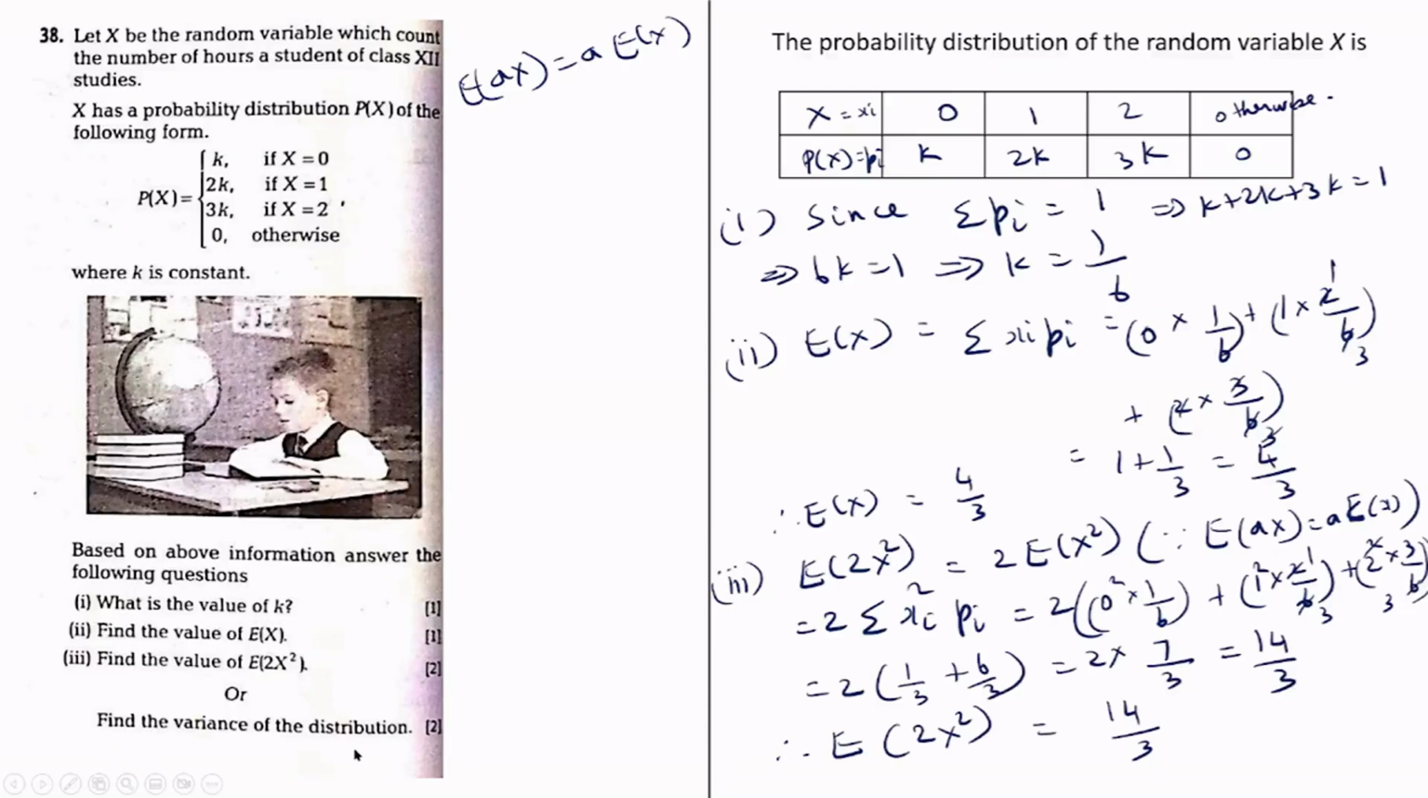And now the last part of the same question: we have to find the variance of the distribution. The variance of x is given by expectation of x square minus expectation of x the whole square. For this, we have to find expectation of x square. But expectation of x we have already found in the second subdivision, so we can substitute it here directly.